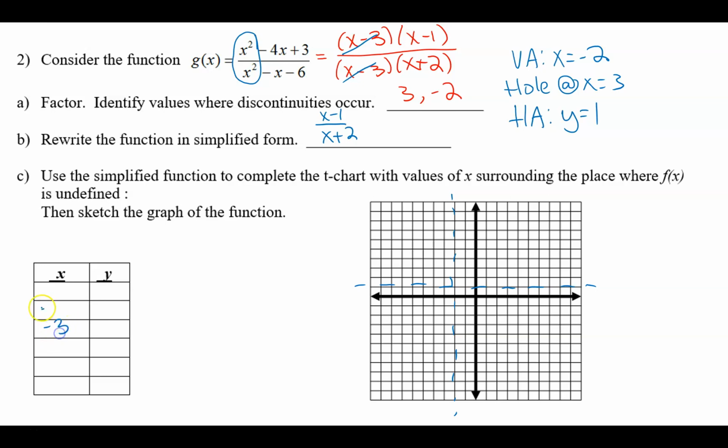So let's do what? -3, -4, -5, and then my other direction like that. Plug them into your simplified version. Okay, so we're going to have -5 minus 1 divided by, which is what, -6, divided by -5 plus 2, which is -3. So that's going to be a 2. -4 minus 1 is -5, divided by -4 plus 2 is -2. That's about a 2.5. -3 minus 1 is -4, divided by -3 plus 2. So that's going to be a -1. So this is going to be a +4.